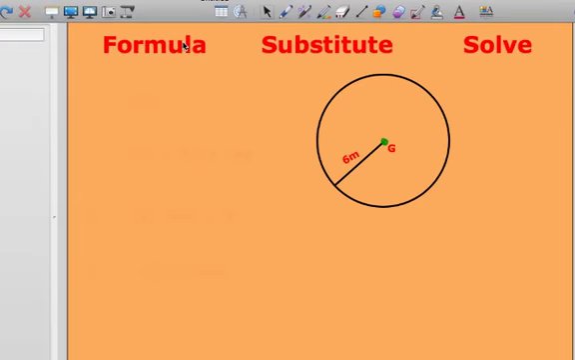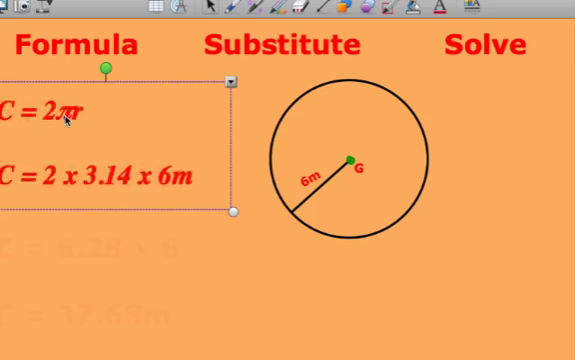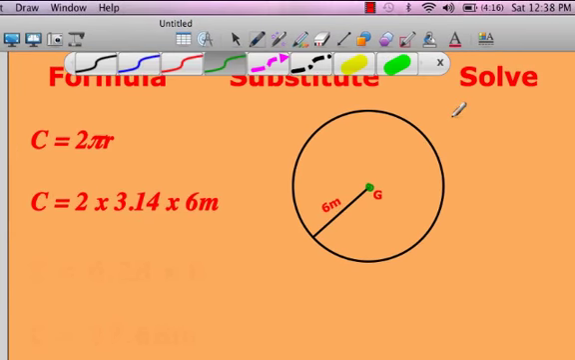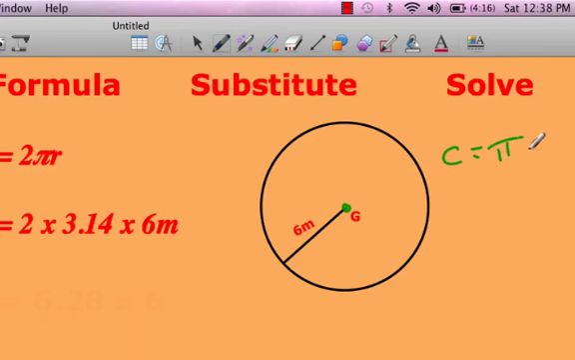And again, we do formula, substitute, solve. This time they didn't give me the diameter, they gave me the radius. So it's a little bit different. The formula we're going to use is C equals 2 times pi times r. Now if you wanted to use the formula C equals pi times D again, you could do that. The trick is, again, this is the watch out, you're just going to make sure you double this. So your diameter here would be 12. You could use either formula, whatever formula you're comfortable with.